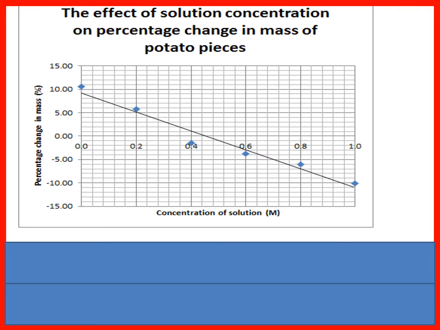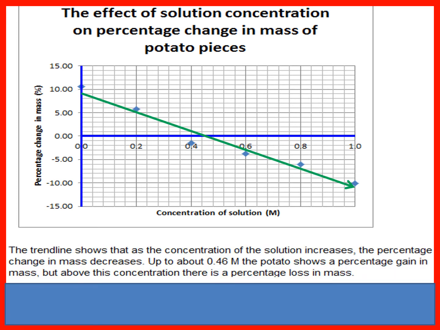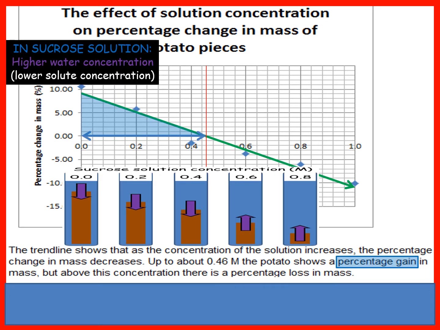We can then plot all these results onto a graph. On the x-axis, you've got the solute concentration. On the y-axis, there's the percentage change in mass. You can see the trend is as you increase the solution concentration, the percentage change in mass decreases. From 0 to 0.46 molar, we could see that there is a percentage gain in mass, and that's because water moved into the potato chips from a higher water concentration in the solution to a lower water concentration in the potato.